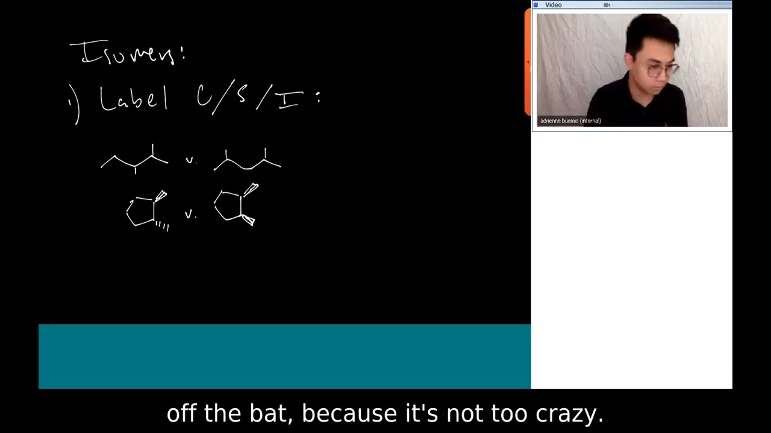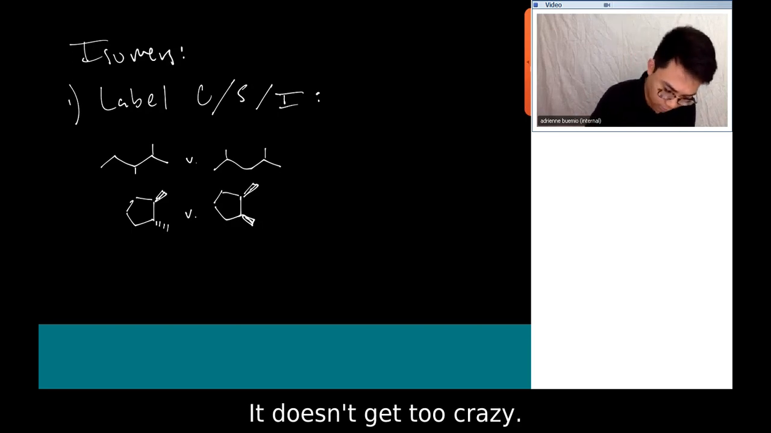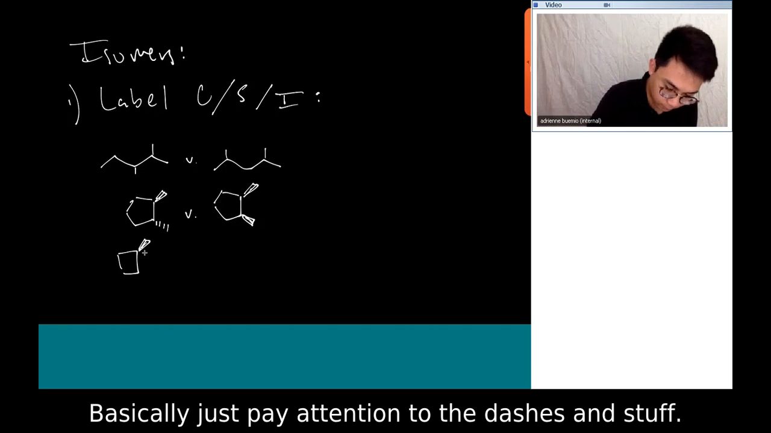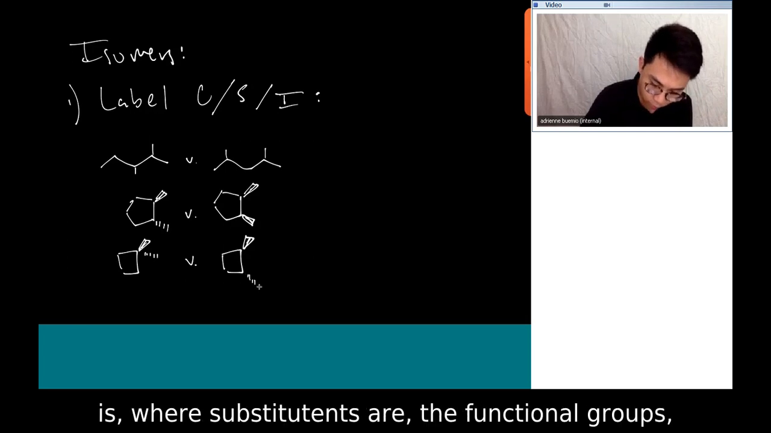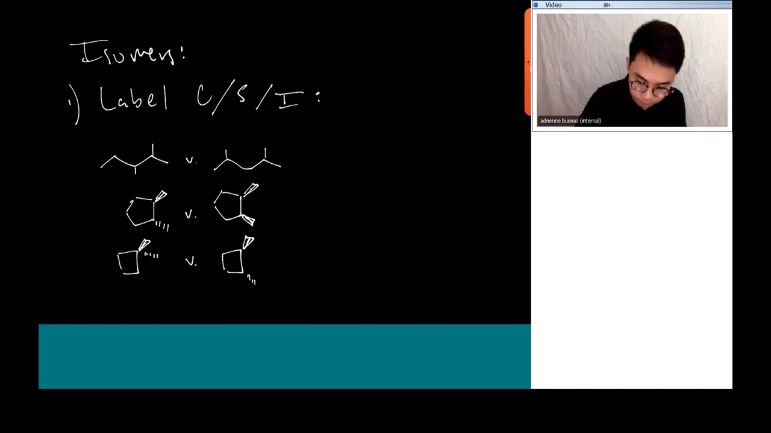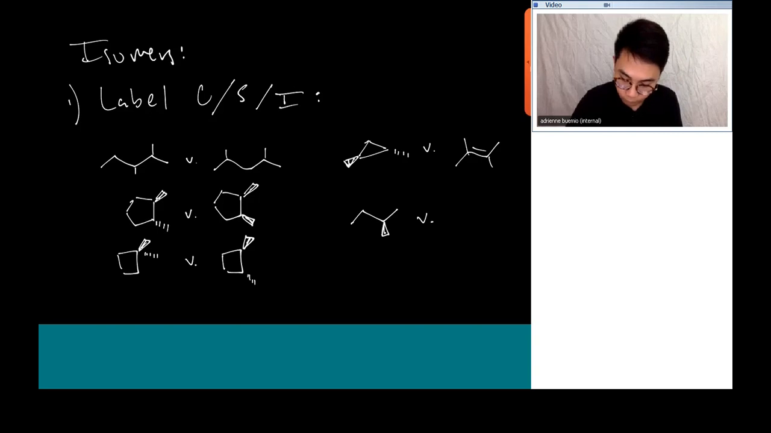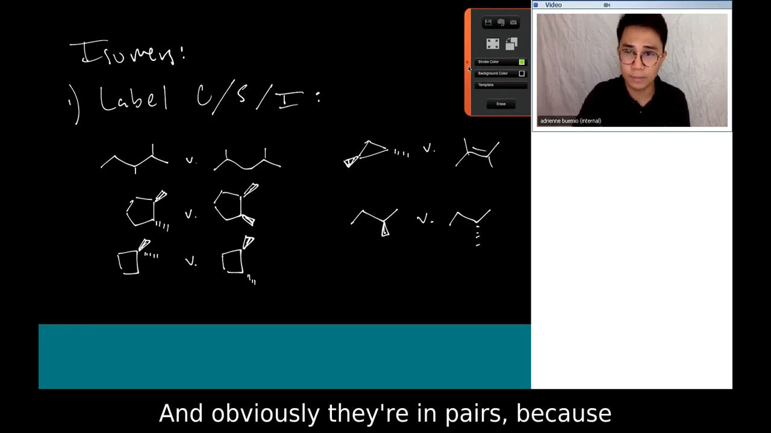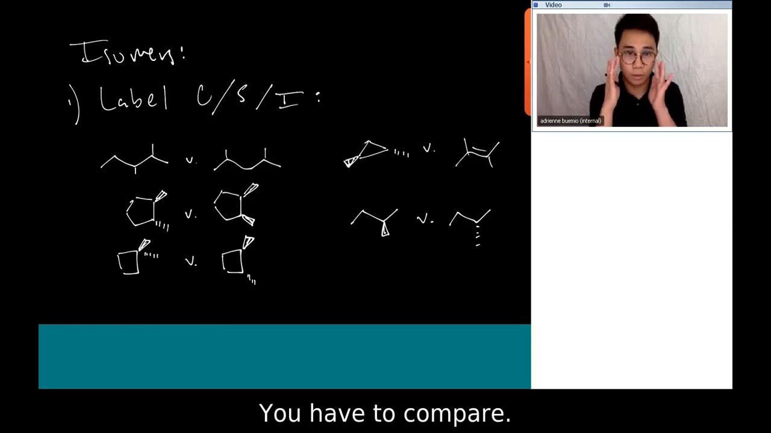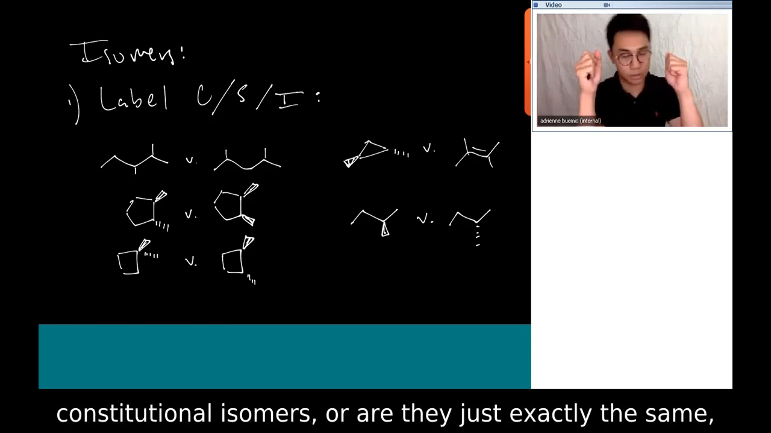And you guys are probably answering this right off the bat because it's not too crazy. It doesn't get too crazy. Basically just pay attention to the dashes and stuff because that's the giveaway, or where everything is, where the substituents are, right? The functional groups, things like that. Okay, last one. Okay, so take a second, label all these pairs, and obviously they're in pairs because constitutional isomers you have to compare to something.